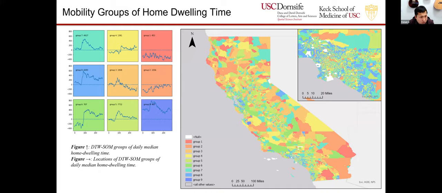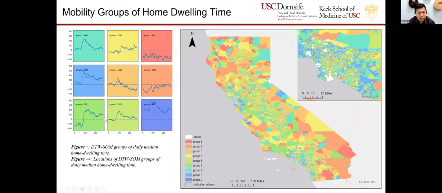So those curves are changes calculated by subtracting the values of 2019 from 2020. So if it is positive, it means that it has a gain of the daily median home dwelling time. If it is negative, we see it is a loss of the home dwelling time.